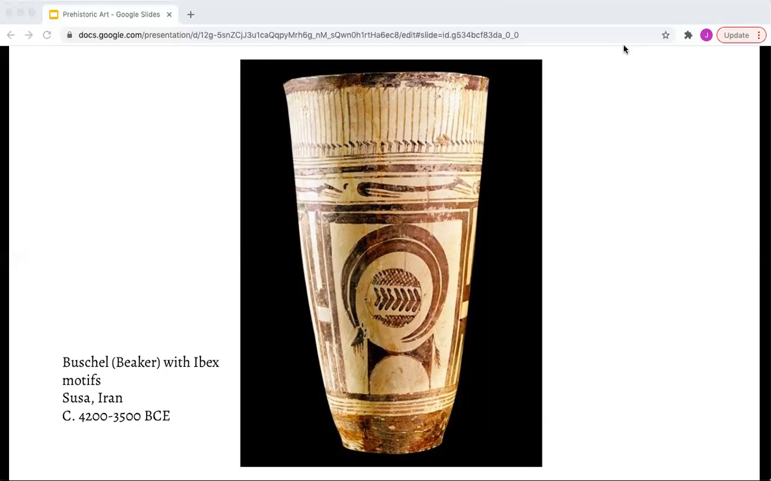This was found in Susa, Iran, and is dated around 4200 to 3500 BCE. And so I said the location was Susa, Iran, but in fact, ancient Susa would have been found in what is today known as Iraq.